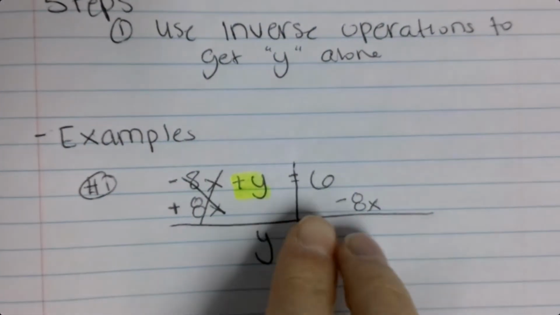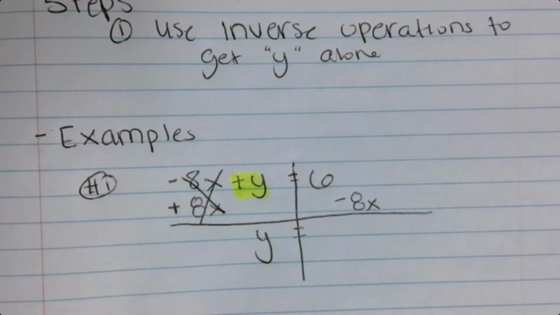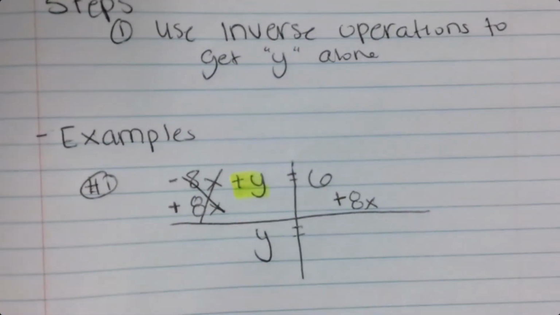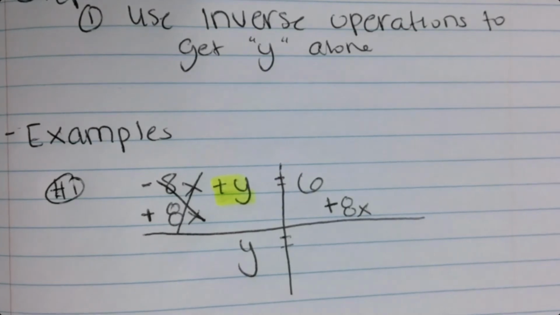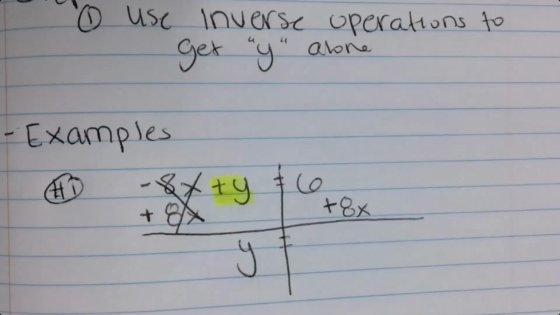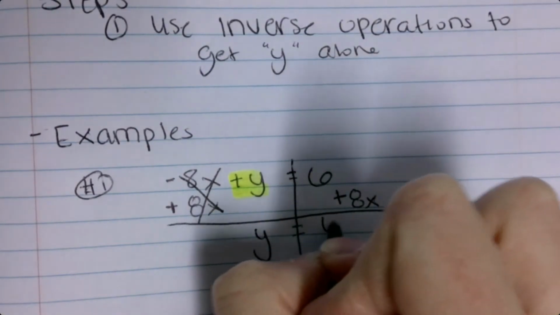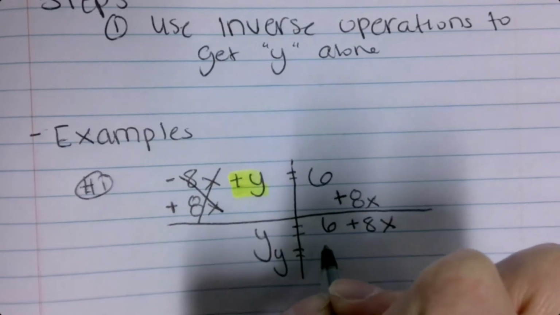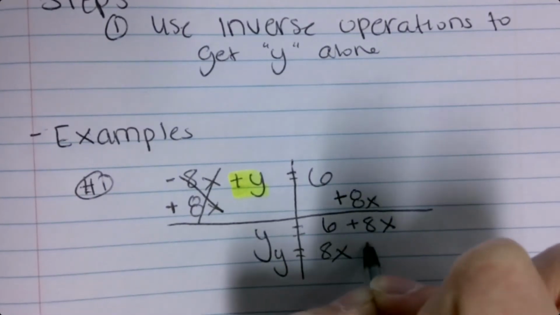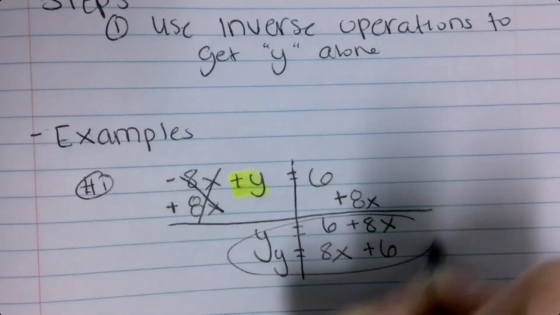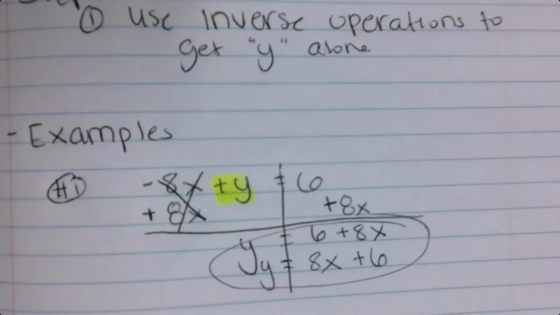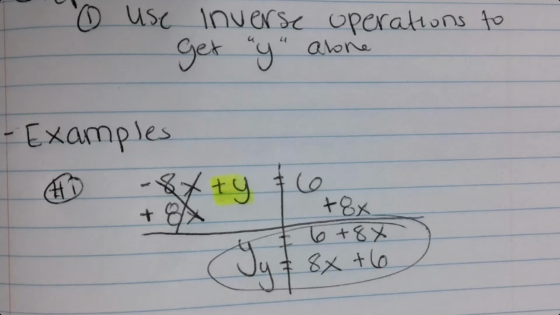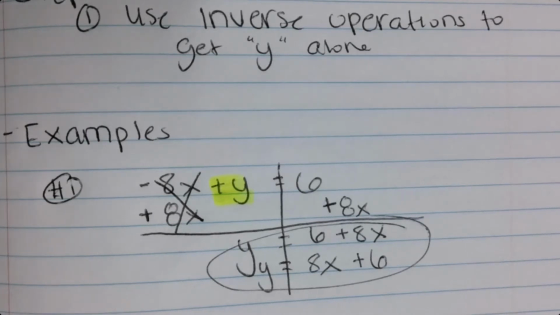Notice how I write the positive 8x more off to the side. That is just to show that the 6 and the 8x cannot be combined. Remember how we did combining like terms? So we could write this as 6 plus 8x. Or, thinking about it in y equals mx plus b, it would look more like y equals 8x plus 6. Technically, either of those is fine. Just know that they're saying the same thing, and the bottom one is what they're going to show you on a test, quiz, things like that.